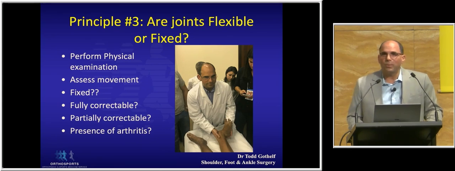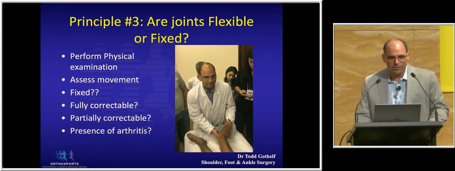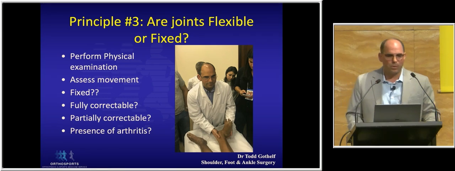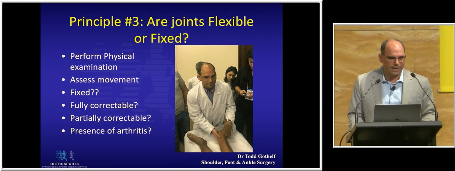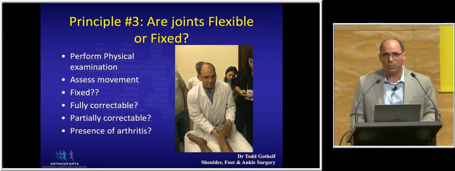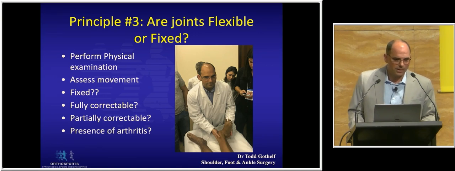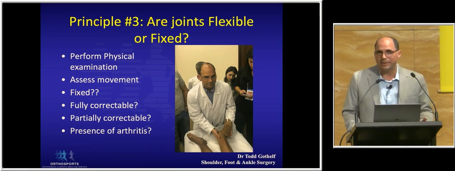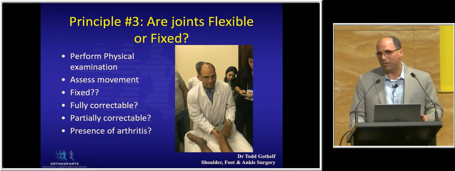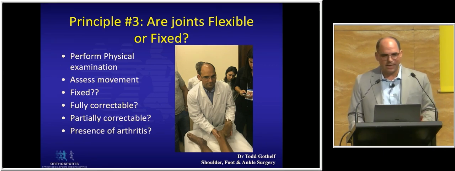The third principle, when we're looking at deformities, we want to establish whether the joints are fixed or whether they're flexible, and this will help us to determine what kind of corrections we'll make. So when we perform our physical examination, we assess the movement of all the joints. Are they fixed? In this picture, you can see this was a quite fixed deformity. Whether they're fully correctable, whether they're partially correctable, and whether there's arthritis in the joints. Can we save these joints, or are they arthritic and we really can't save the joint?